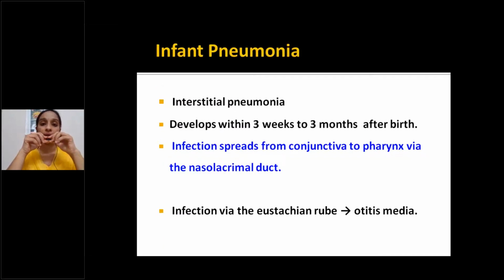Next, the third one is infant pneumonia. Chlamydia trachomatis causes an interstitial type of pneumonia. It develops within 3 weeks to 3 months after birth. Infection can also spread from the conjunctiva to the pharynx via the nasolacrimal duct. This interstitial pneumonia also causes otitis media.